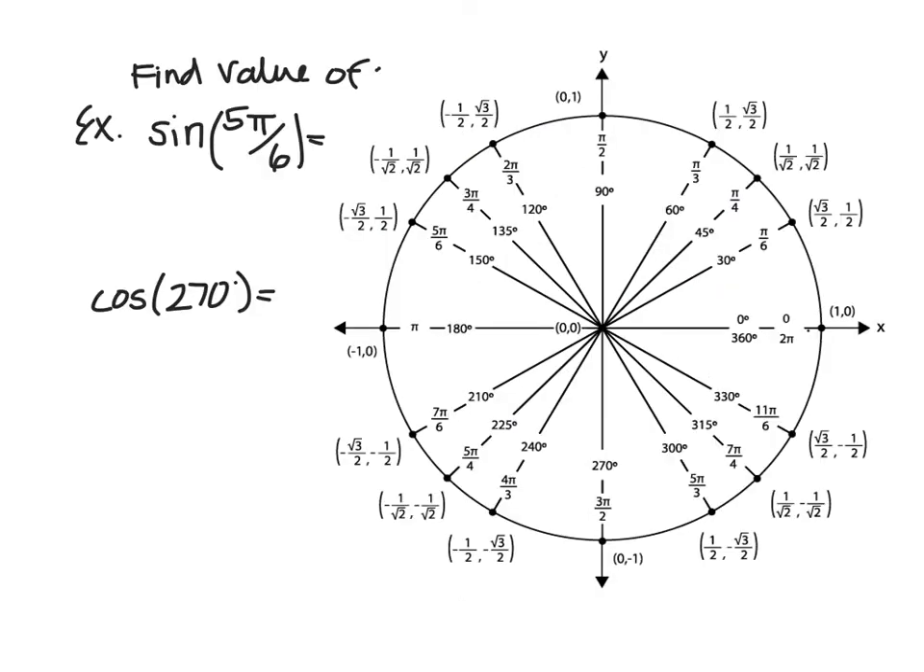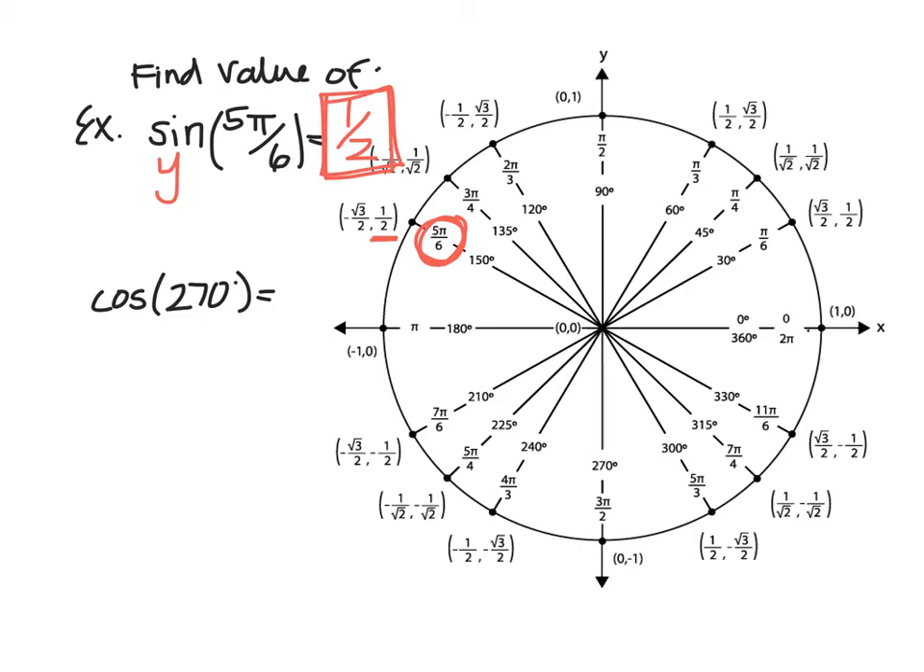Okay, this first one is asking you to find the sine of 5 pi over 6. Sine, if you remember, is the y value. So on your circle, you're going to look for 5 pi over 6, and you're just answering what the y value is. The y value at 5 pi over 6 is 1/2.